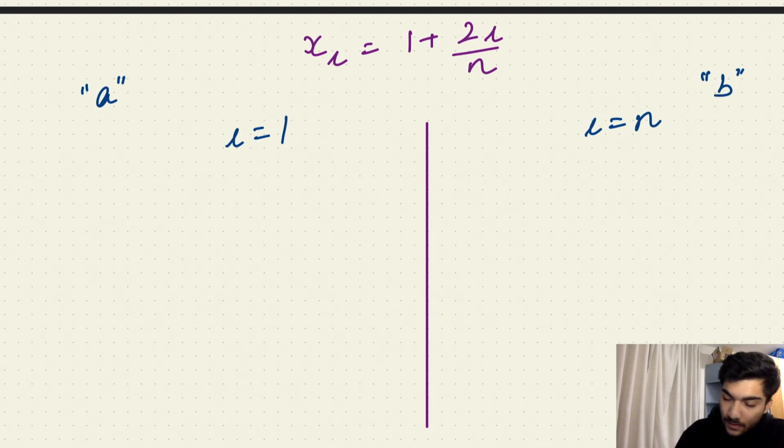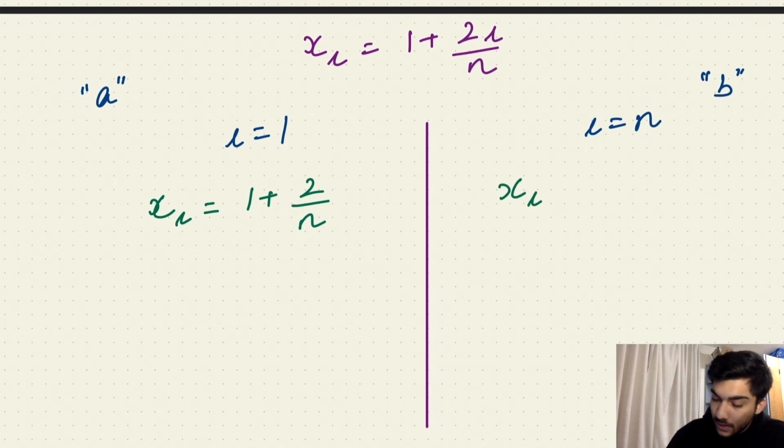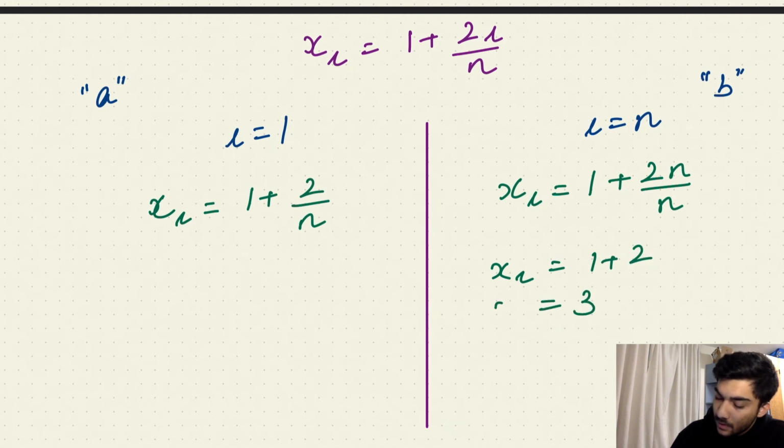So let's do that. Let's follow the first step. So my first step is substituting those values. So I'll calculate xi in this case, which would be 1 plus 2 by n, because my i is 1 in this case. In this case, since my i is n, my xi would become 1 plus 2n by n, which is 1 plus 2, which is 3.